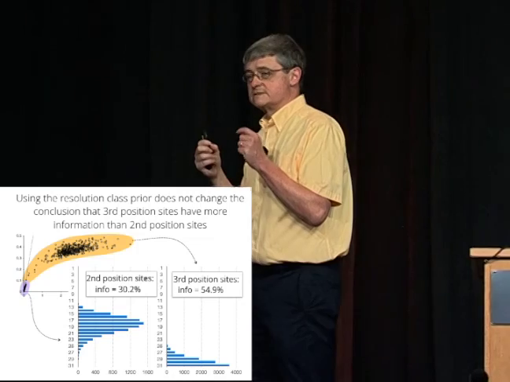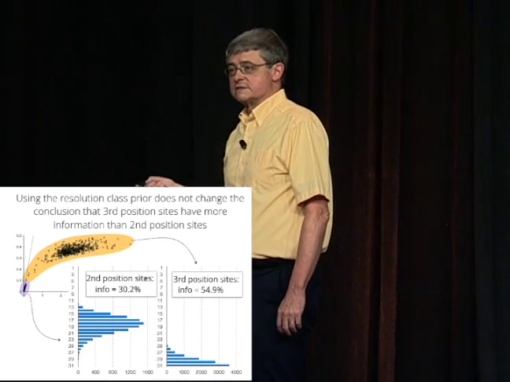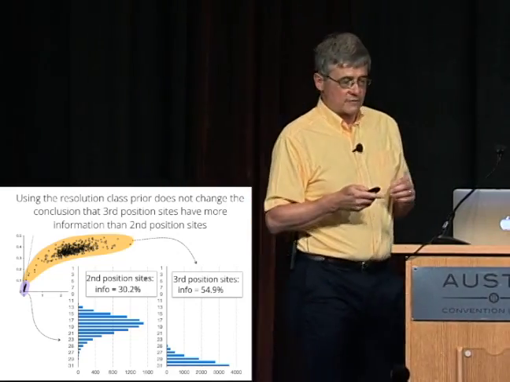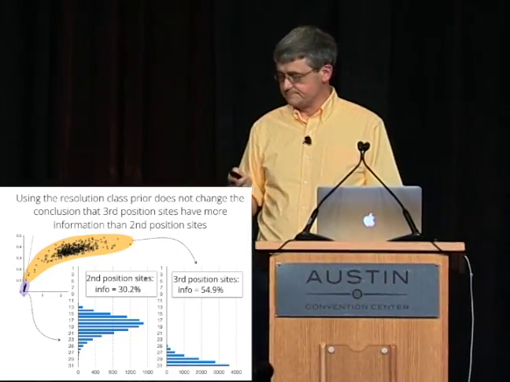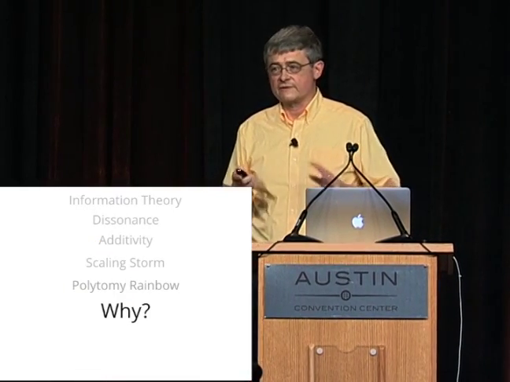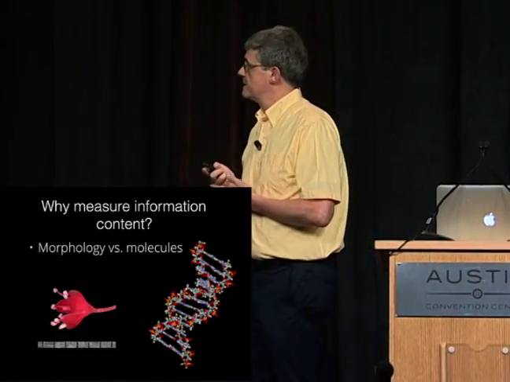Every one of those points is based on just 2 sequences, whereas this is based on all the sequences together. And so that gives you a lot more control over your estimation. So I just want to finish by going through very briefly a few reasons why I think it's important for us to measure information content.